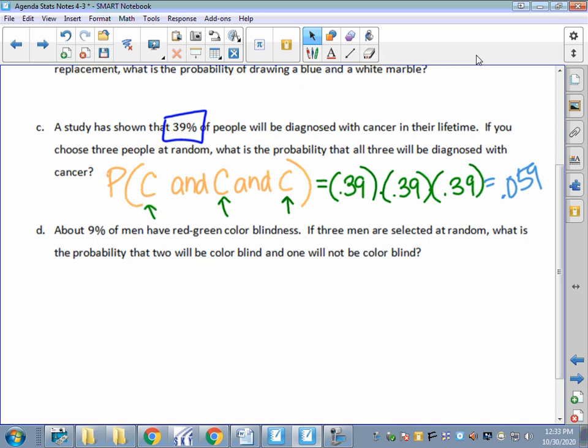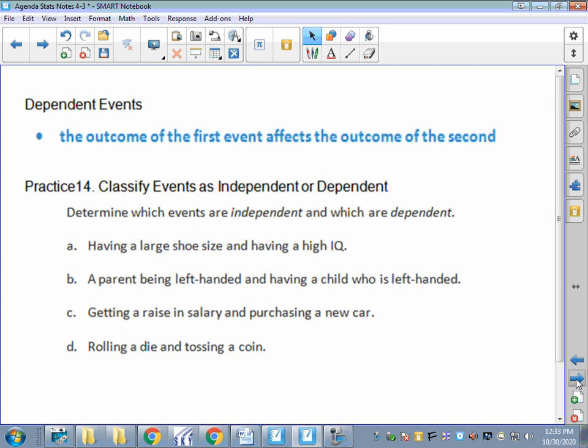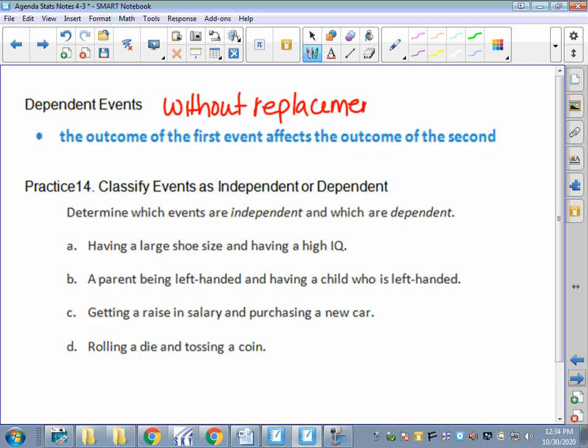All right, so that is the independent or with replacement. Dependent is the first event affects the second. Typically in problems like this, you will see the words without replacement. And we'll talk about that in just 90 seconds.